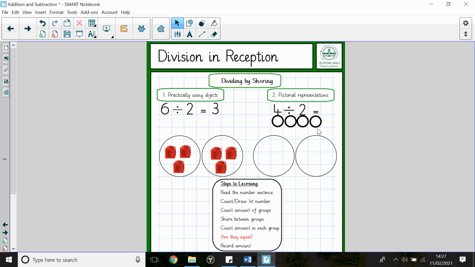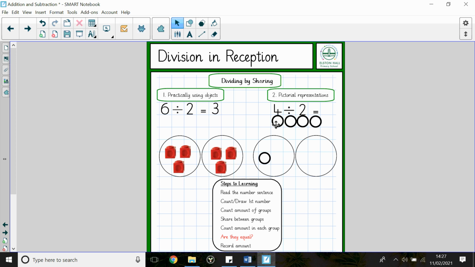Then I look to the second number to count the amount of groups needed. I need to share my 4 circles between 2. So here are my 2 groups. The next step will be to share the circles between the 2 groups. As the circles are shared, we continue to say 1 for you, 1 for me, and a circle is drawn into each group and crossed off in the line to signify that it has been shared.